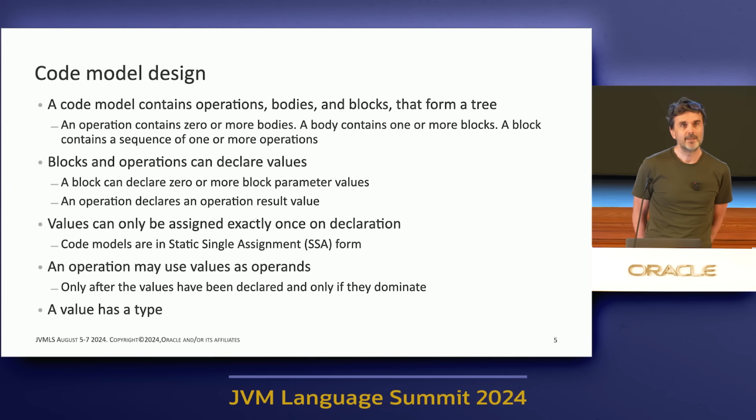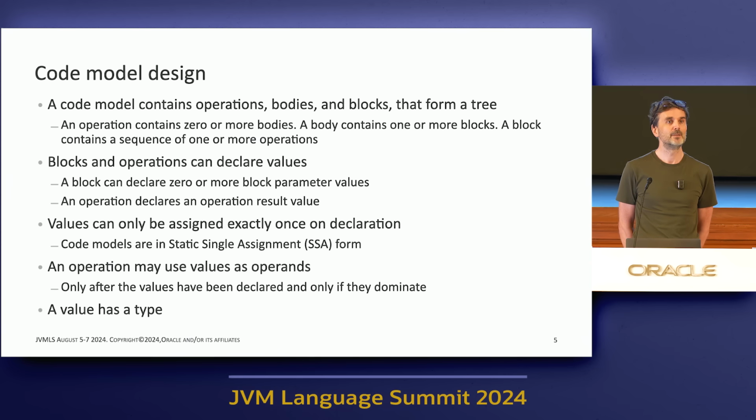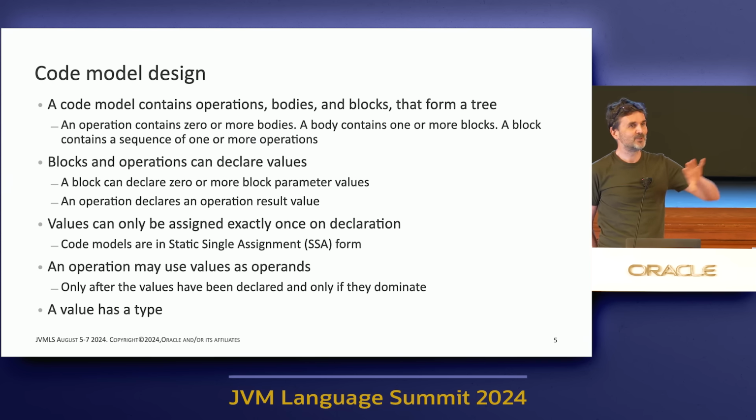So the code model design is actually fairly simple. Again, compiler developers will be very familiar with this. A code model contains operations, bodies, and blocks that form a tree. Anyone familiar with that from C2, Graal, and all these types of LLVM? Not a surprise there. It may be a surprise if you're coming from the Java source side.